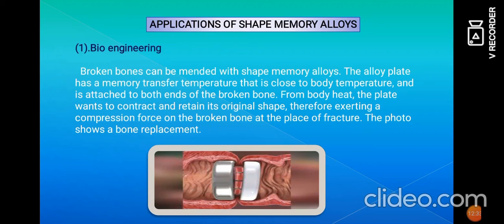Here we see the various applications of shape memory alloys. First one, bioengineering. Broken bones can be mended with the shape memory alloys. The alloy plate has a memory transfer temperature that is close to body temperature and is attached to both ends of the broken bone. From body heat, the plate wants to contract and retain its original shape, therefore exerting a compression force on the broken bone at the place of fracture. The photo shows a bone replacement.